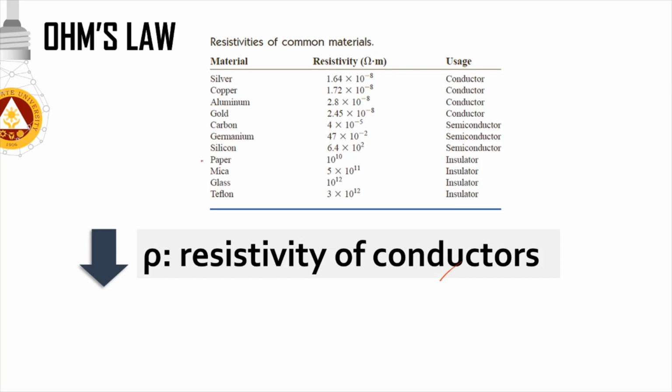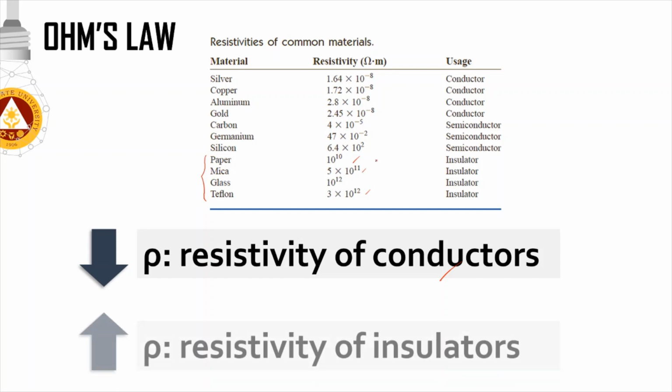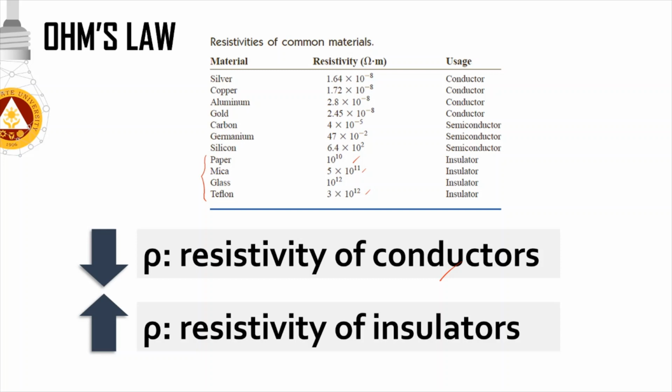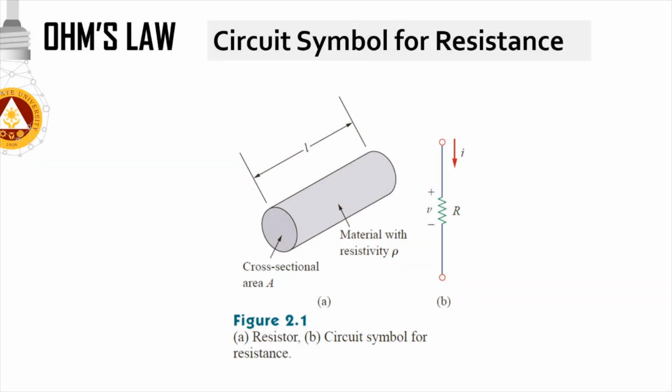Para naman dito sa baba, ito yung mga paper, mica, glass, teflon at napakataas ng kanilang mga resistivity value. So ang tawag natin sa kanila, yung alam natin na insulators. Next, ang symbol natin for resistance ay ito. Ito ang figure B. Okay? Kapag sa circuit analysis na tayo, makikita natin na yung resistance symbol natin ay itong zigzag line.